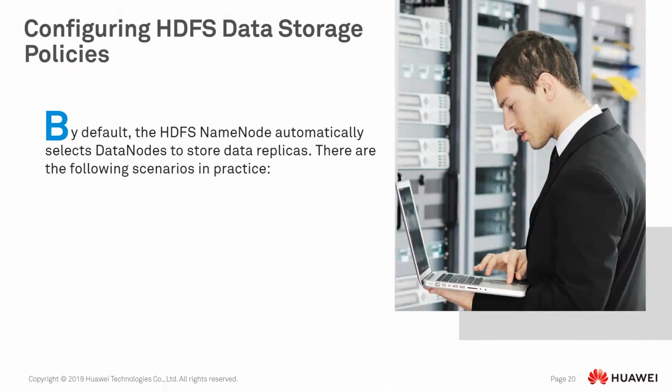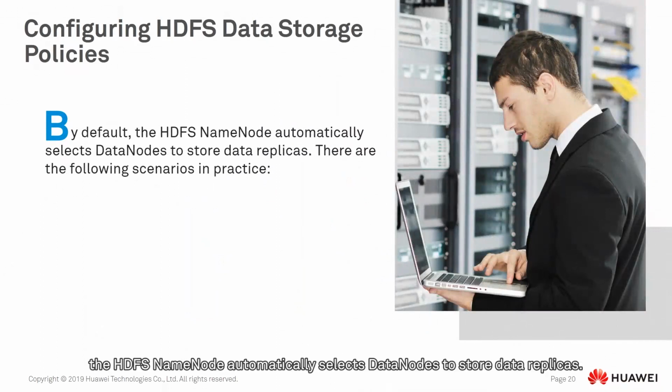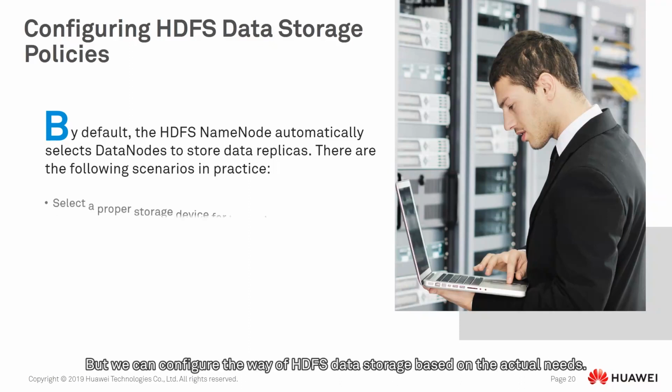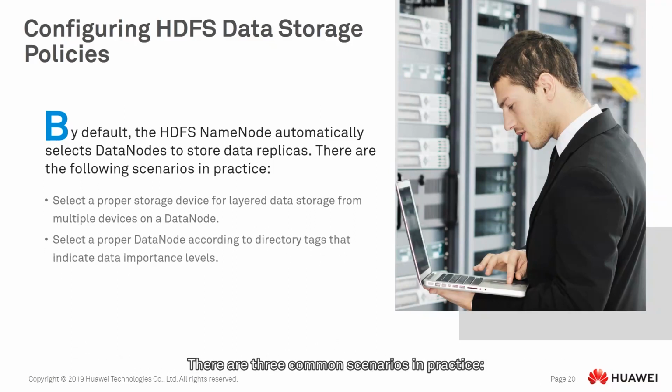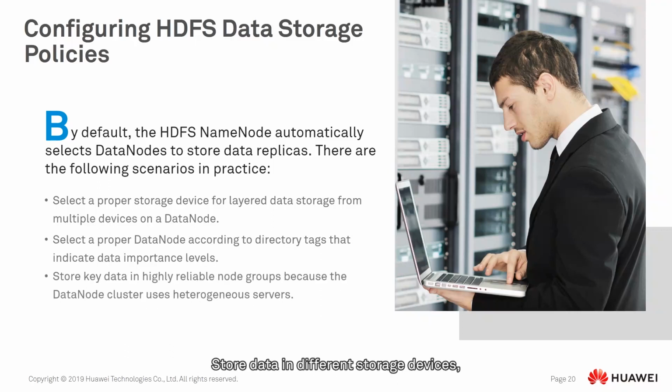And by default, the HDFS name node automatically selects data nodes to store data replicas. But we can configure the way of HDFS data storage based on the actual needs. There are three common scenarios in practice: store data in different storage devices, store data with labels, and store data in highly reliable node groups.